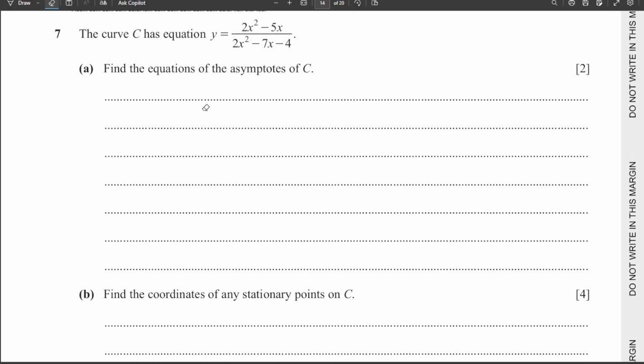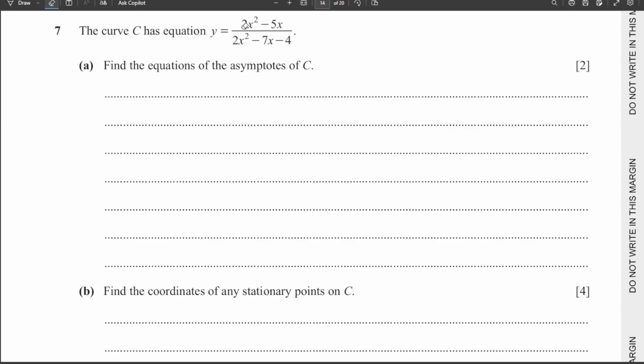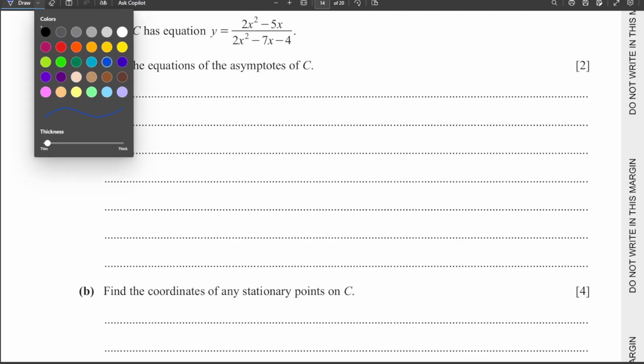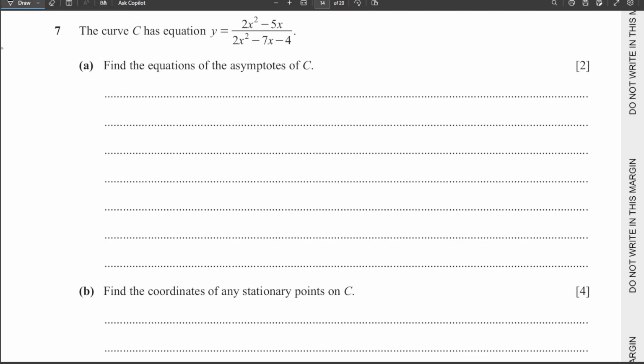Given this curve equation, it looks like a rational function and they want us to find the equation of the asymptote of C. Remember, we have the vertical and the horizontal asymptotes. So I think we want to find the pole of the function, right? When there is an asymptote, it looks like there's a pole there. Let's do the vertical asymptote first.